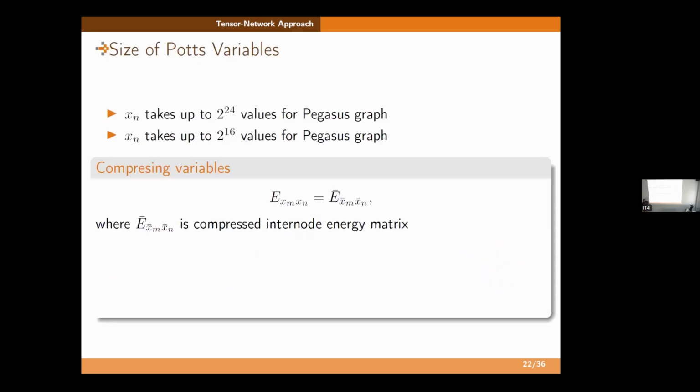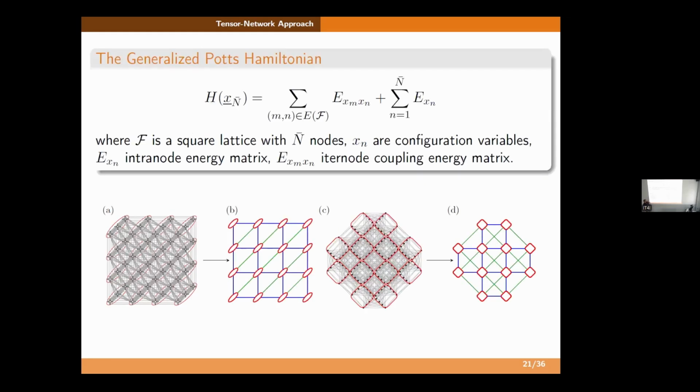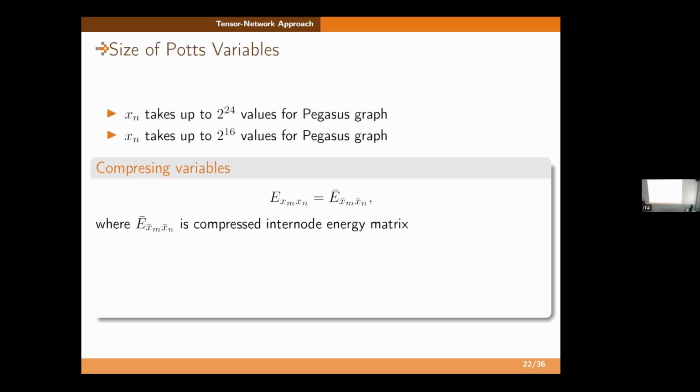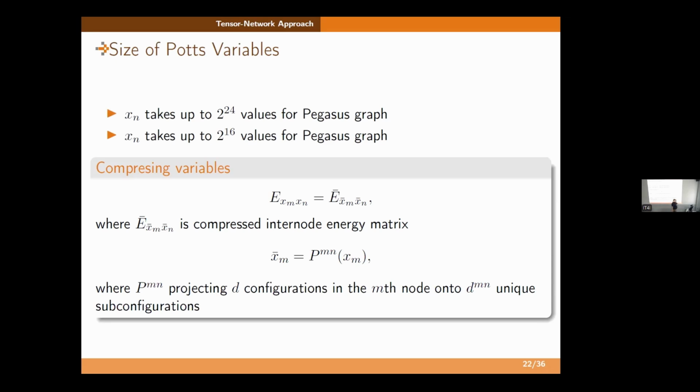It is not nice. But we note what is important: not every spin of each of these unit cells is connected to every other spin of the neighboring unit cells. So we can compress these variables. That is, we can compress the energy matrices which we are using. And also, what is more important, we can compress our variables by using projectors, which are just linear algebra projectors going from a higher dimensional space to a lower dimensional space. The idea is that we can compress the energy matrix to only include the existing connections.